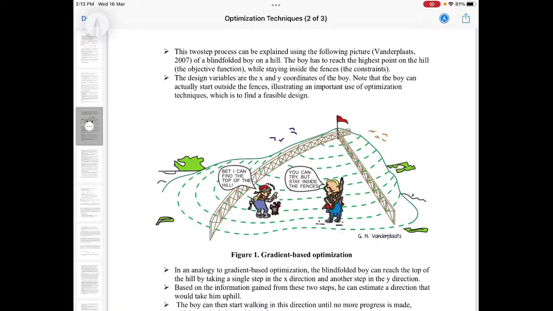So the design variables... here the boy has to reach the highest point. So what is the purpose here, or what is the objective here? The boy has to reach the highest point on the hill, and that is the objective function. Literally, the objective function is the ultimate aim, where the boy has to reach the top of the hill.